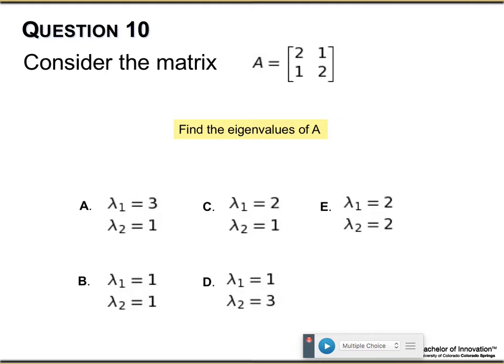Okay, another quick eigenvalue. 2, 1, 1, 2. Find the eigenvalues. Do this one on your own. Don't work with a neighbor on this.